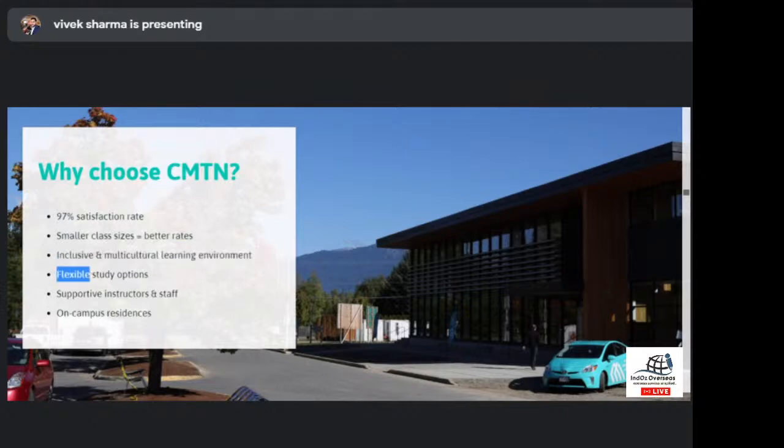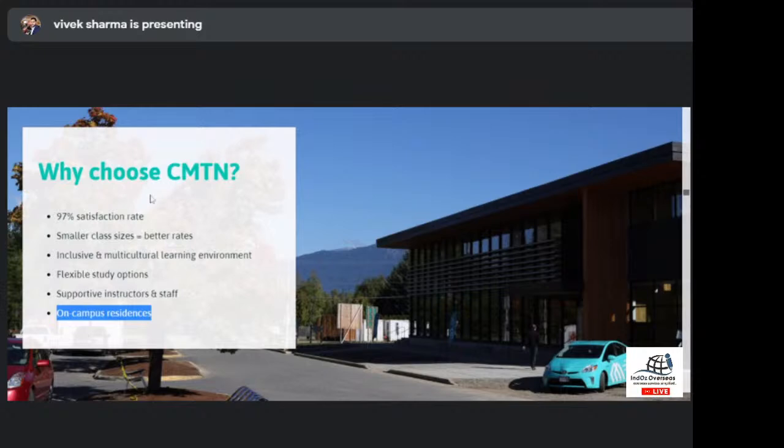Flexible study options. There are 3 days of classes a week, and the schedule of classes will be given to students only after registration for their semesters. Supportive instructors and staff. Last but not least, we have on-campus residence also. Our on-campus residence is very affordable. The charges are between $300 to $600 Canadian per month per head. So I can say that this is the most affordable hostel facility throughout Canada.